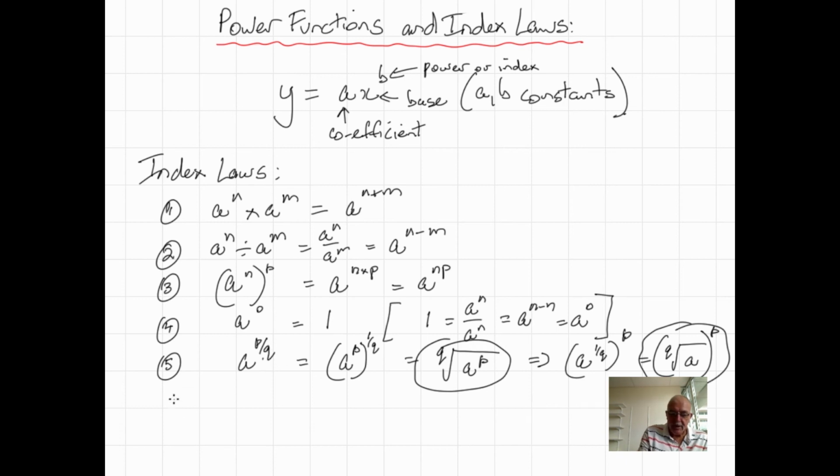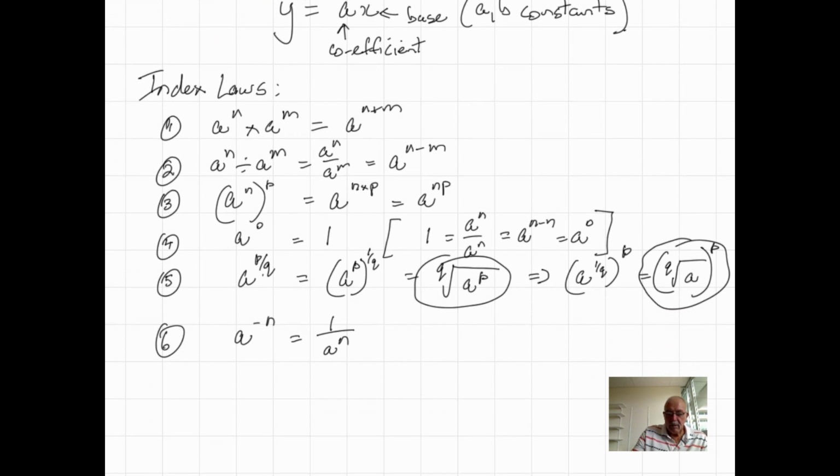So that's fractional indexes. What's the meaning of negative indexes? A to the minus n equals 1 over a to the n. So that one's good. If you've got xy in brackets all raised to the power of n, well, that'll be x to the n, y to the n.